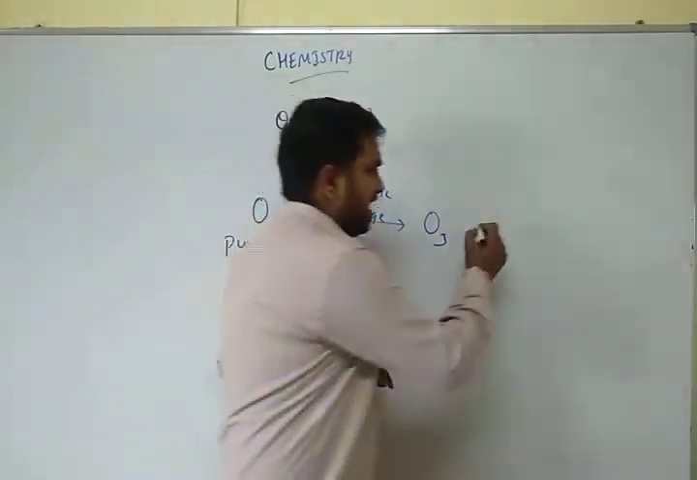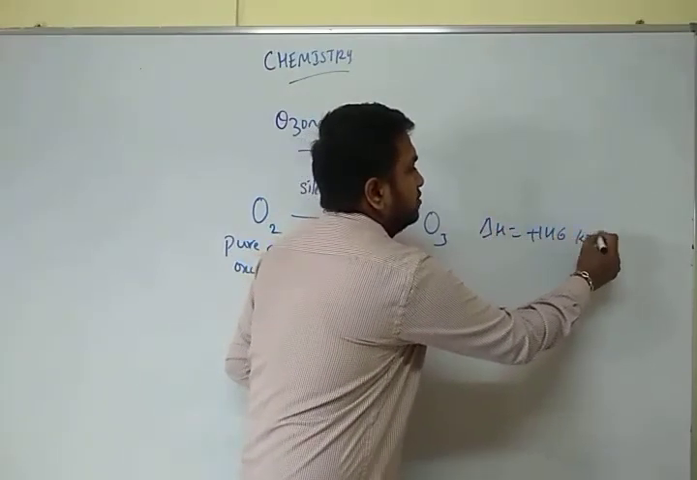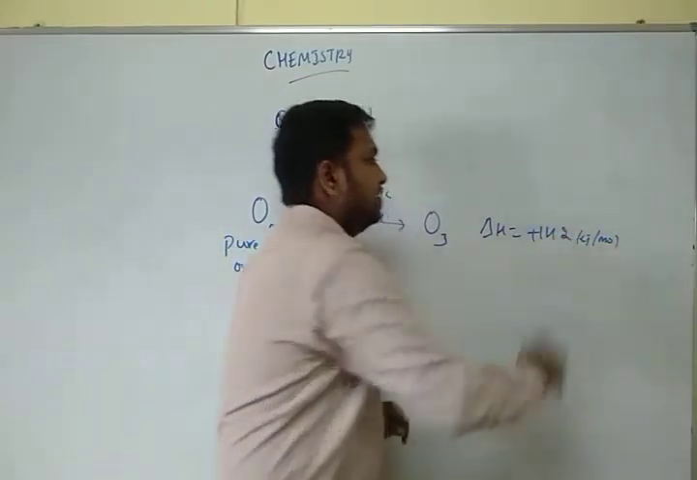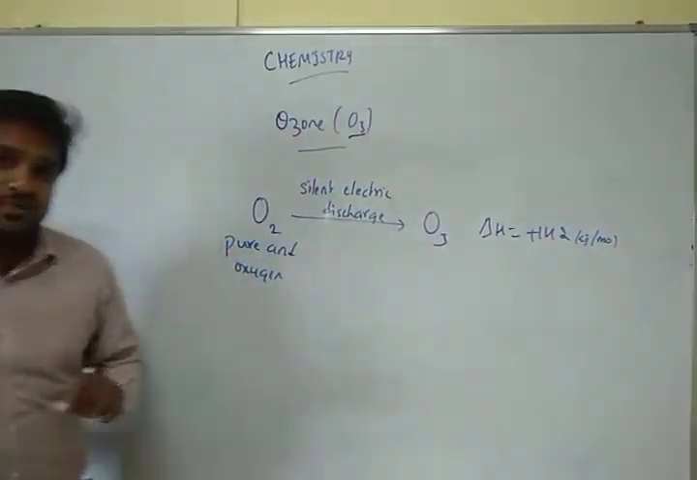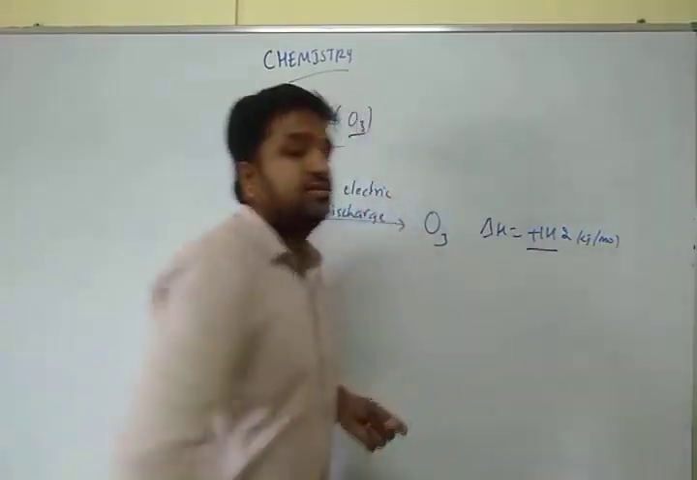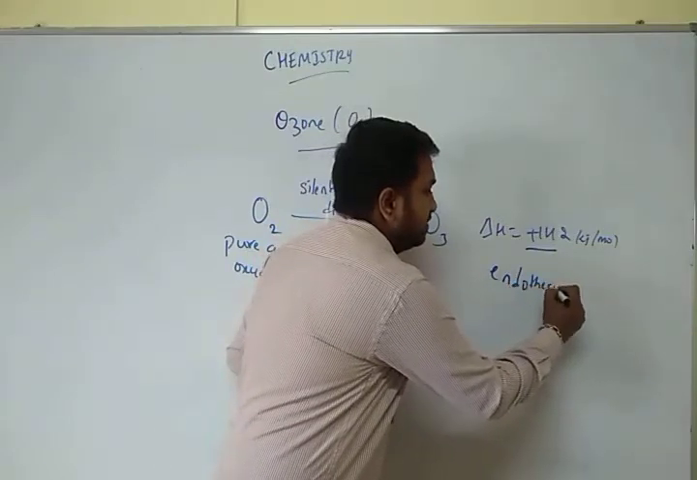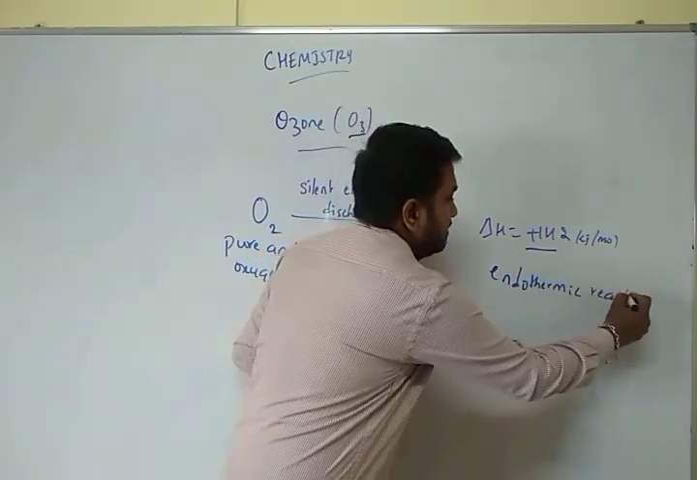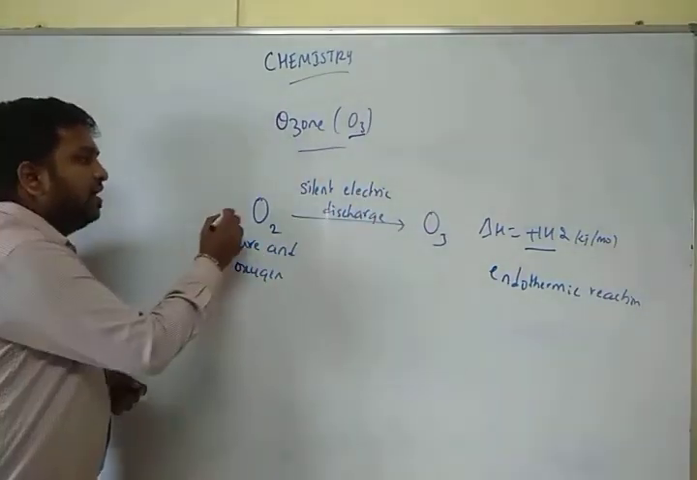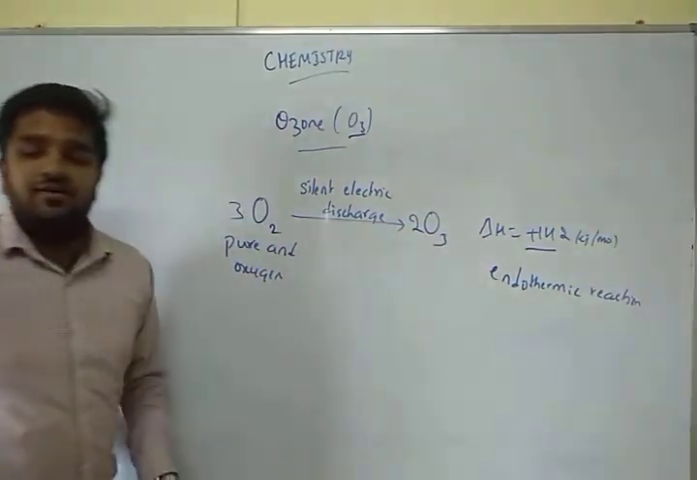Clear? So for this reaction delta H is plus 146 kilojoules per mole. Actually it is plus 142 kilojoules per mole. So it means that delta H is positive. Delta H is positive means it is an endothermic reaction. Okay. So this is not balanced, O2 gives O3, so we have 3 and 2. Clear? So now it is balanced.